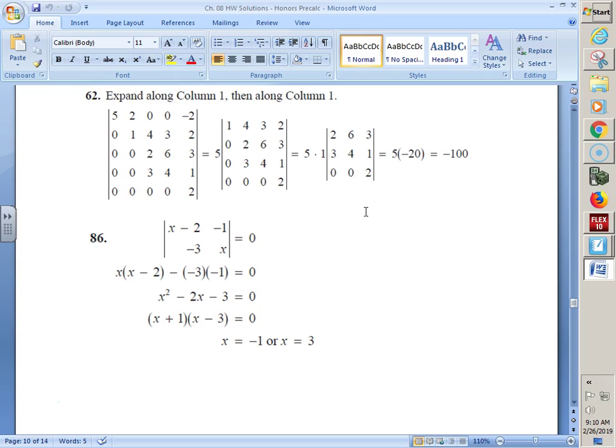And then number 86 was super similar to what we did at the beginning of class, true? It was just even a little bit easier because all you had to do was distribute and then minus opposite, so minus 3, and then factor.